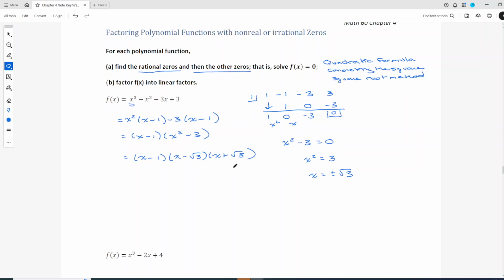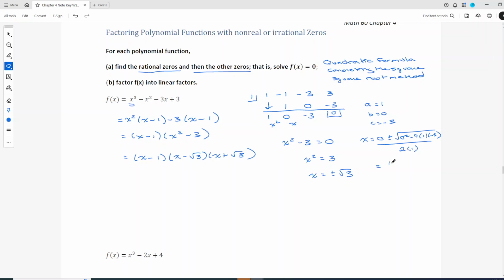So there we just did 2 methods. 1, recognize it as a difference of squares. 2, solve it using the square root method. 3, quadratic formula. This one has a b of 0. So this has a equals 1, b is 0, c is negative 3. Negative b plus or minus the square root of b squared minus 4 times a times c all over 2a.